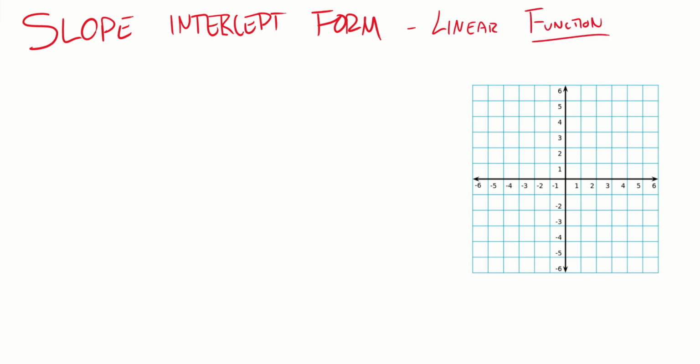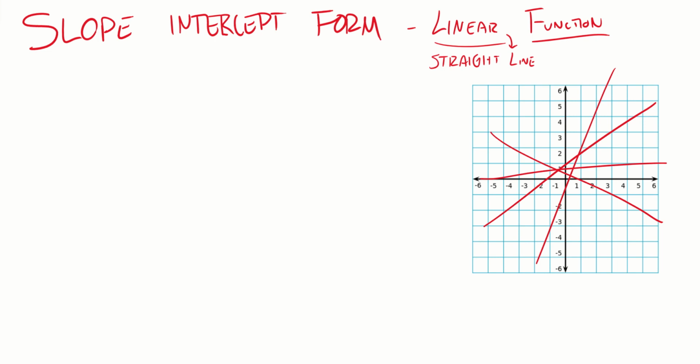Right, we've talked about function. Linear just means straight line. So straight line function. So none of like that or like that. Linear is all about straight lines. Things like that.